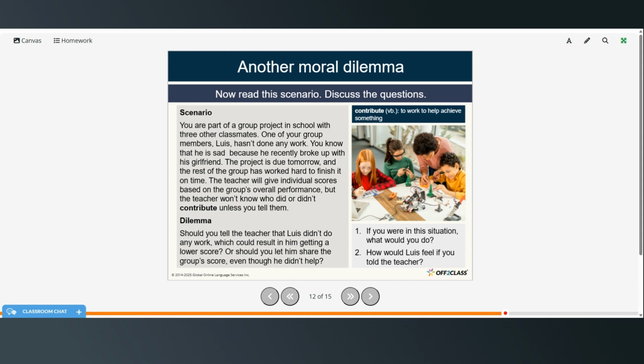Well, my personal opinion, I would tell the teacher that Luis didn't help because I think it wouldn't be fair to the other members of the group who did their fair share of the work to allow Luis to share in the project. Luis might feel upset, but he could have asked other members of the group to help him. There are other things that he could have done instead of just not participating. So my opinion is that he should not be able to share in the group grade if he didn't contribute.